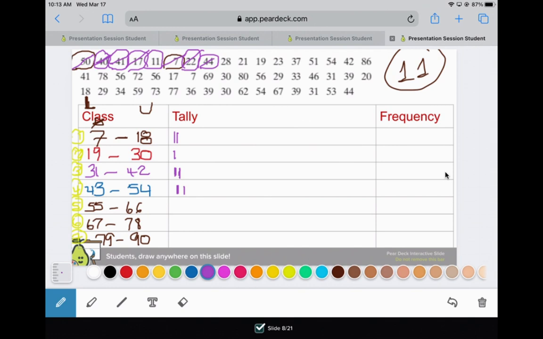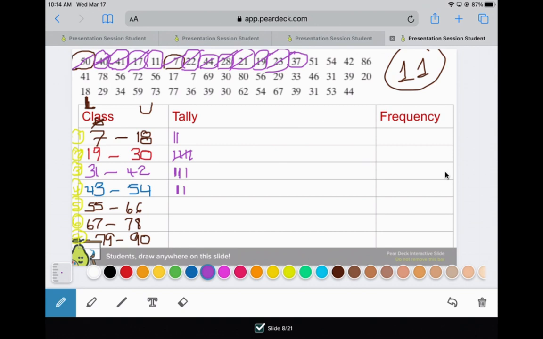Okay. All right, 28. I'll move to the next one. 28, that should be class 2. So I make another tally. 21. 2. Then I'll go to 19. 2. Then I will get to 23. Still 2, right? So I can make that 5. Okay. So I cross it out. 37. 3.